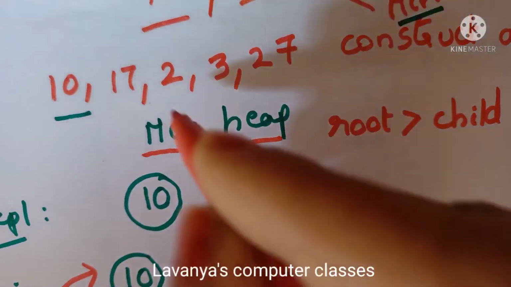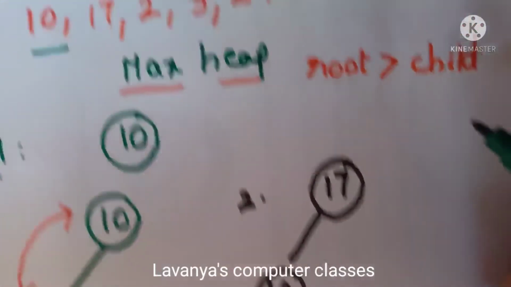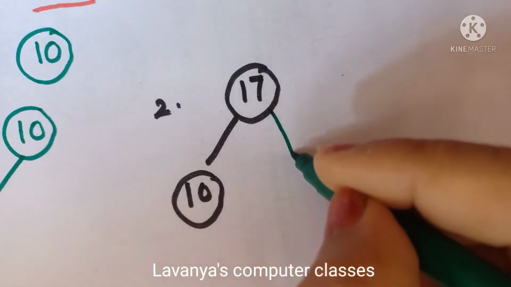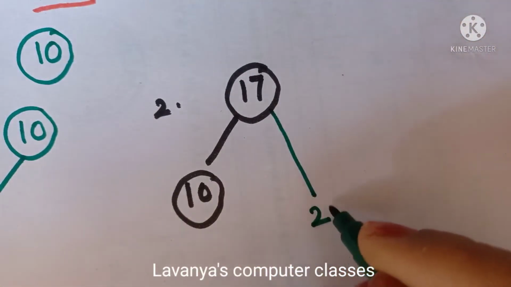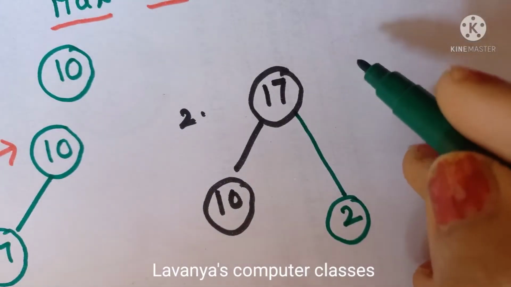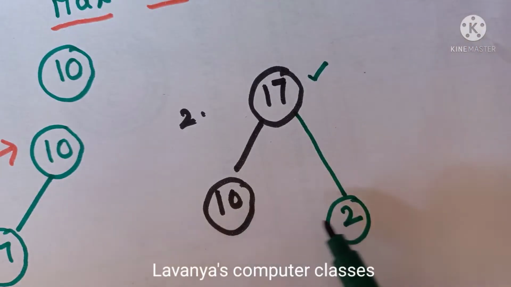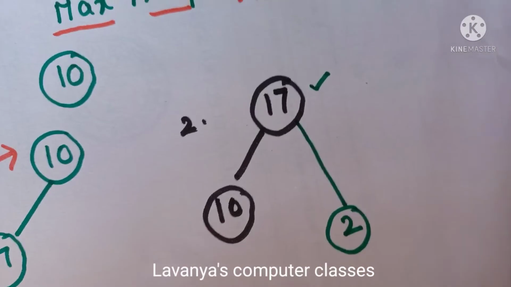Now, consider the next element, 2. Keep 2 on the right-hand side of the root node. This is also a max heap because the root node 17 is more than both its left and right children. So, there is no swap. It is a max heap.